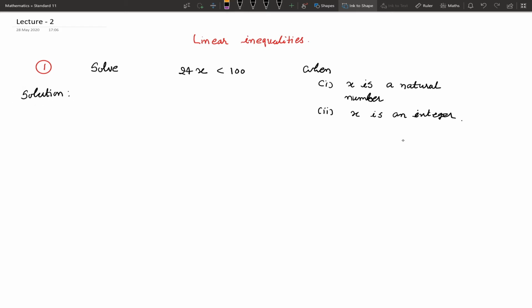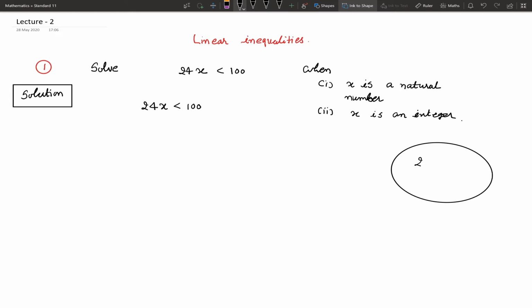First you note that the inequality given is 24x less than 100. It is a strict inequality. First you observe the inequality, it is a strict inequality. Second thing, note this basic principle: if you multiply by a negative number, then the inequality will change. For example, before solving this inequality, you note this basic principle.